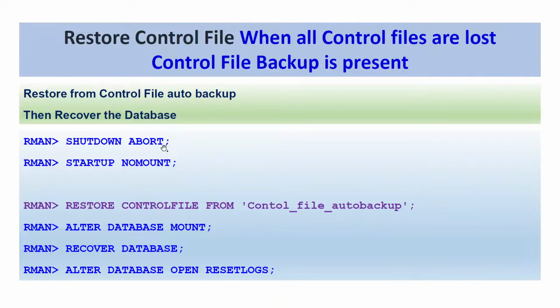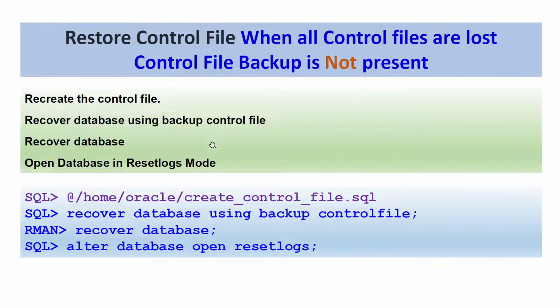So you will say shutdown abort, startup nomount. Then you will say restore controlfile from autobackup, because you can't go to mount mode since the control file itself is not there. Then you will mount the database, you will recover the database, and you will open the database in resetlogs mode. Now, why do you have to open the database in resetlogs mode? Because you have done the control file recovery. So you have to open the database in resetlogs mode. So this is the restore from the control file autobackup.